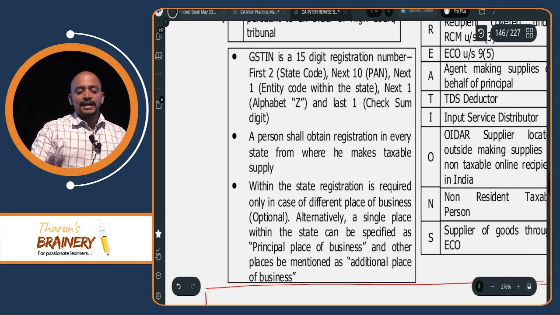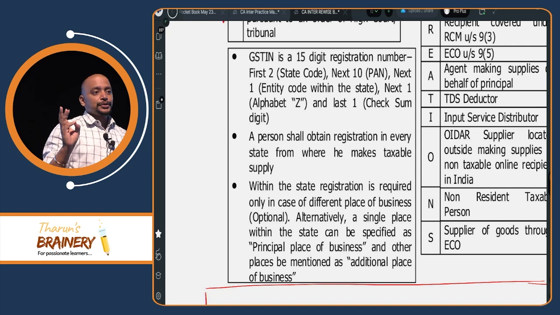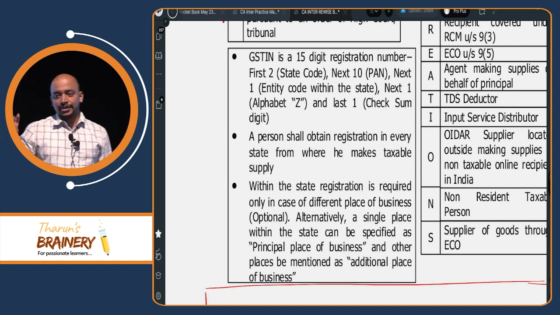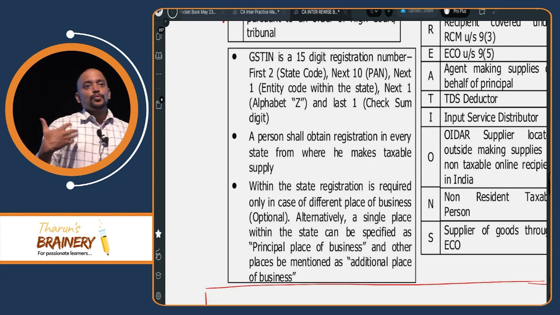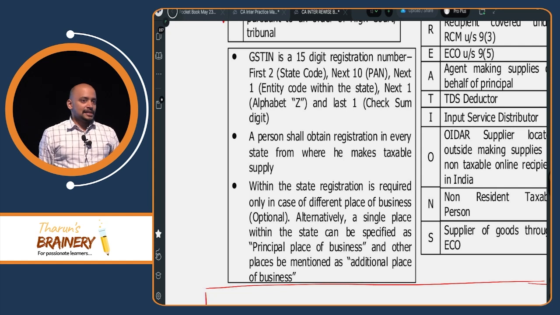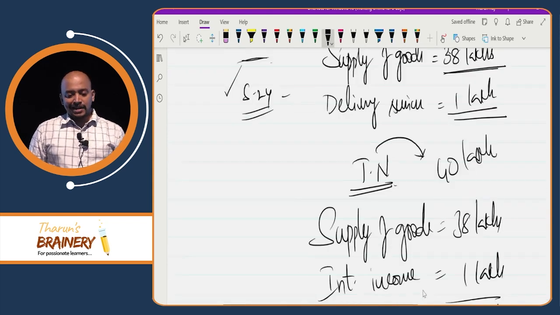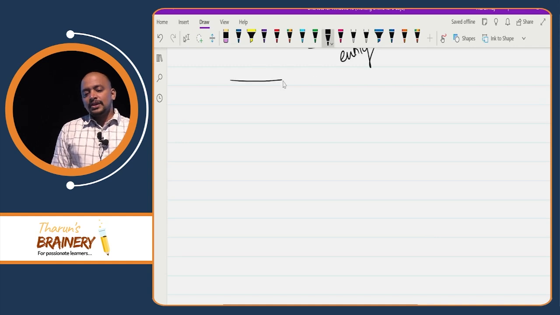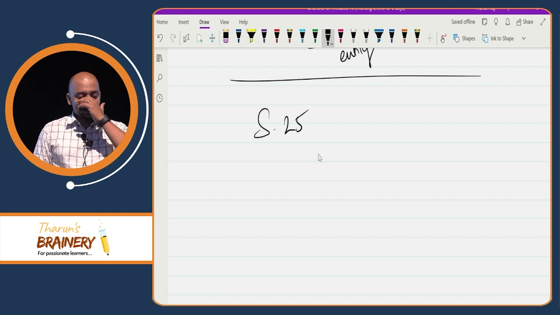So we completed section 22, 23 and 24. 22, who are required to get registered. 23, exempted from registration. 24, compulsory registration. Then we are moving on to section 25, that is procedure for registration. Now after these three sections, 22, 23 and 24, we have next three sections. Section 25, which talks about procedure for registration.